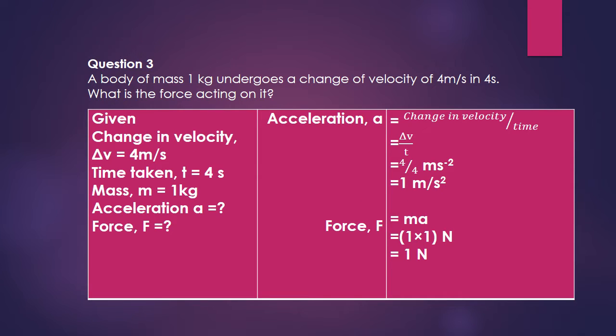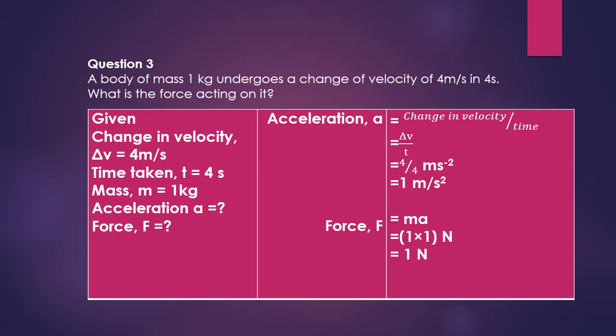Third question: a body of mass 1 kg undergoes a change of velocity of 4 meter per second in 4 seconds. What is the force acting on it? So there was some initial velocity and there is some final velocity. We don't know the initial velocity or the final velocity, but we know the change in the velocity.